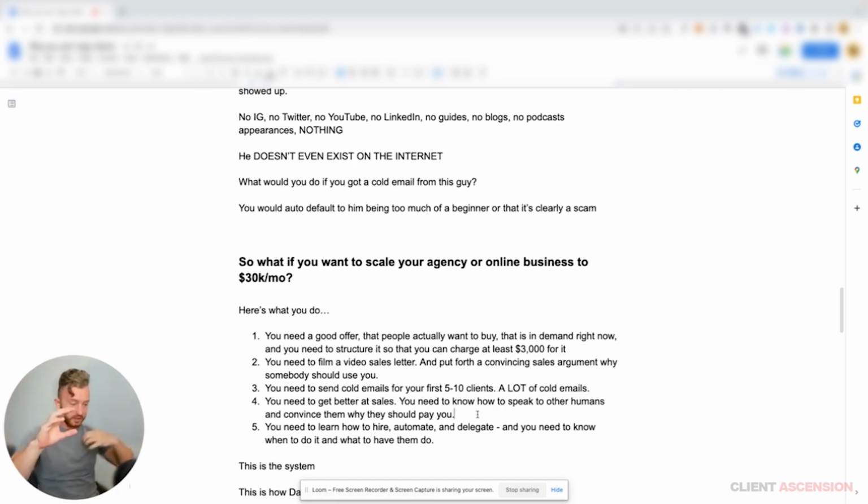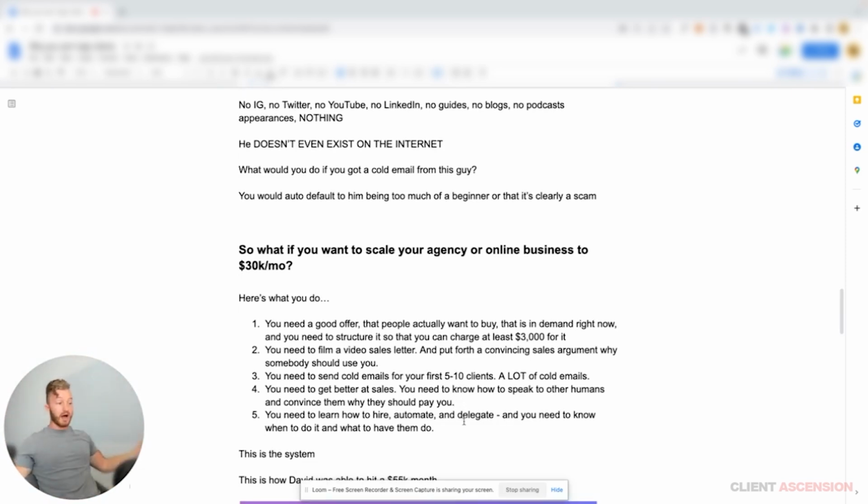rail out everything. Lead generation is 20% content and 80% proof. So if you don't have proof yet, you need to go extremely hard on the content and the outbound to generate the 80% in the first place. You also need to learn how to hire, automate, and delegate. You need to know when to do it and what to have them do, right?